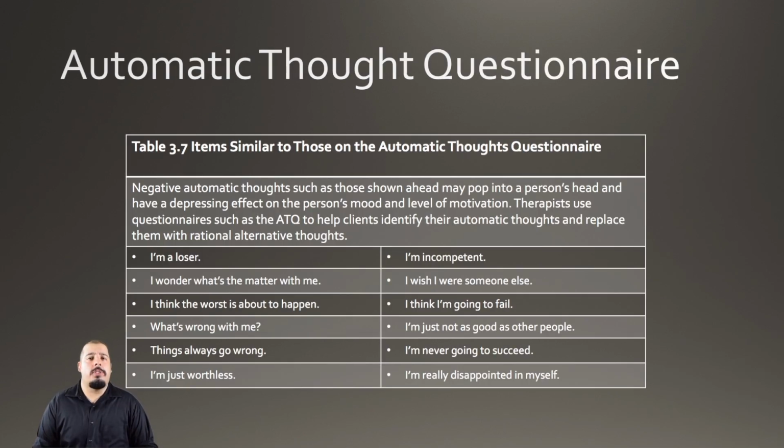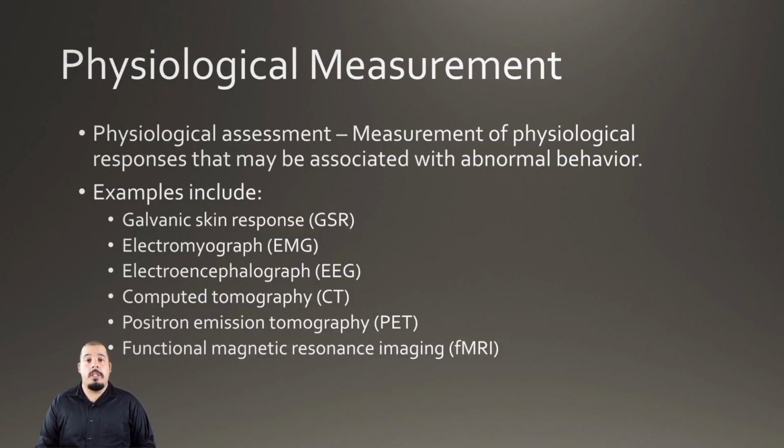Here are several items that are similar to those found on the ATQ. They represent some of the negative thoughts that may go through one's mind if they are feeling depressed. Clinicians use the results to determine severity and help with replacing the negative thoughts with rational alternative thoughts. Lastly are physiological measurements. Physiological measurements assess physical responses that may be associated with abnormal behavior. Measures of physiological function include heart rate, blood pressure, galvanic skin response or GSR, muscle tension, and brain wave activity.